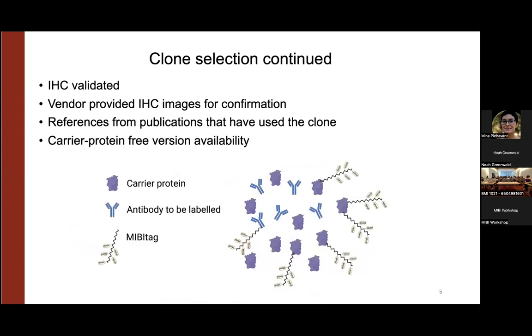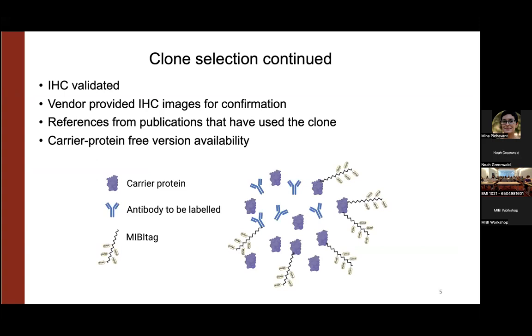So the last consideration that we make is to make sure that the vendor can provide the antibody in a carrier protein-free version. This is because, as you can see in this very simplified diagram, if there's any carrier protein in the antibody sample, when you get to the stage of conjugation, which is required for MIBI, the carrier proteins will start competing with the antibody for the polymer, and you'll end up having much lower efficiency of conjugation, and this leads to a lot of difficulty downstream.